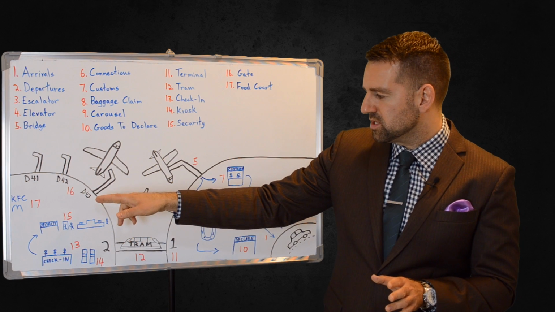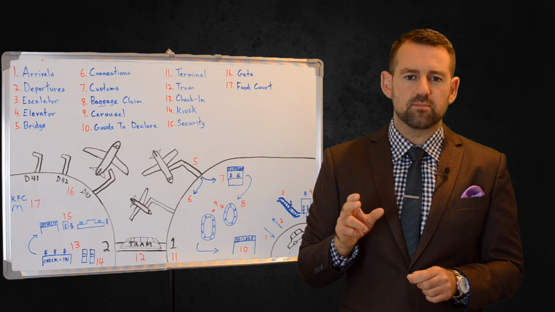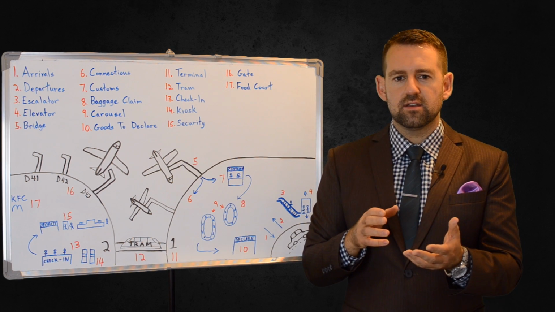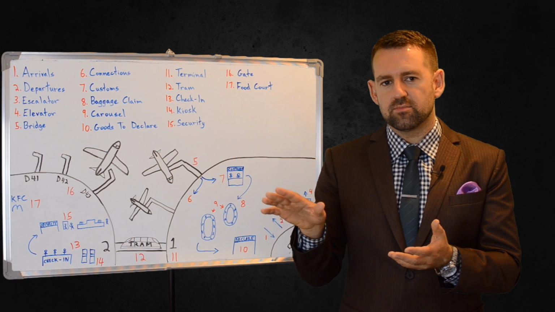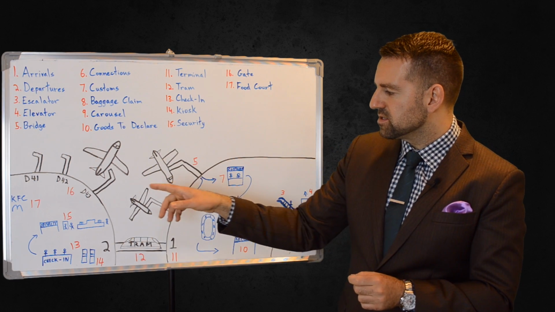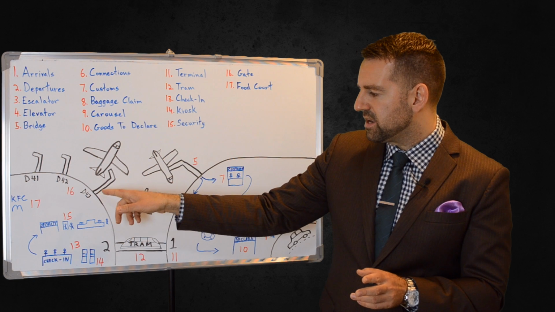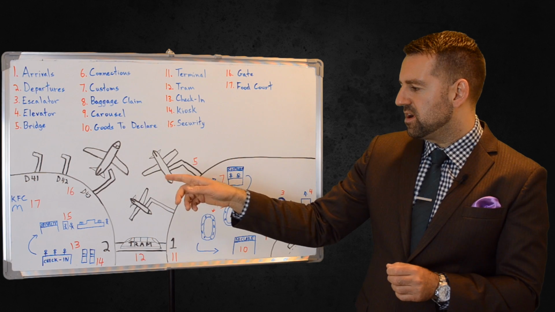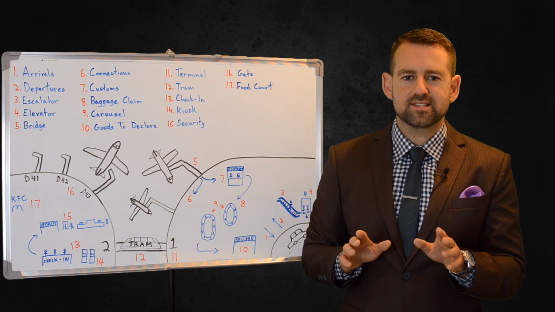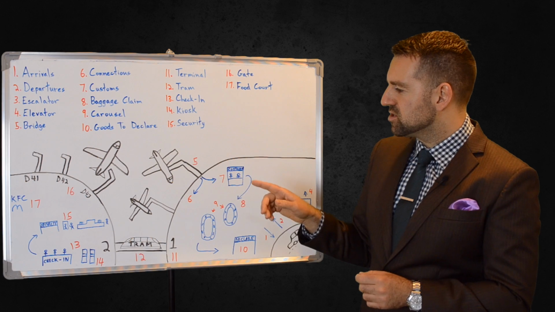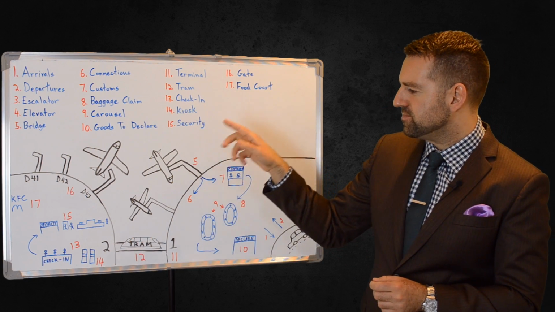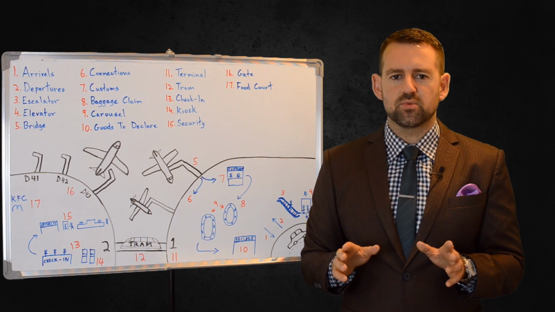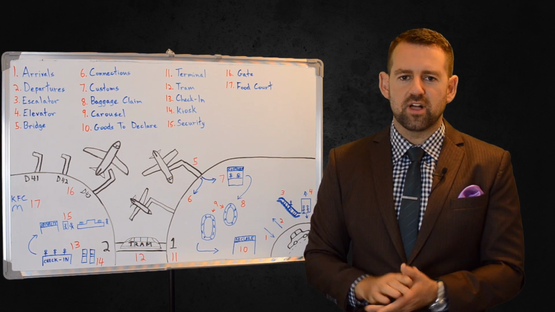So after you go through security, you need to find your gate number. Now your gate, the gate is the area where you wait before you get on the plane. So a gate number is usually a letter and a number. For example, D43. Now, if you're hungry, you might want to eat something before your flight. So then you need to look for the food court. A food court is an area with lots of different restaurants where you can eat and drink before your flight.